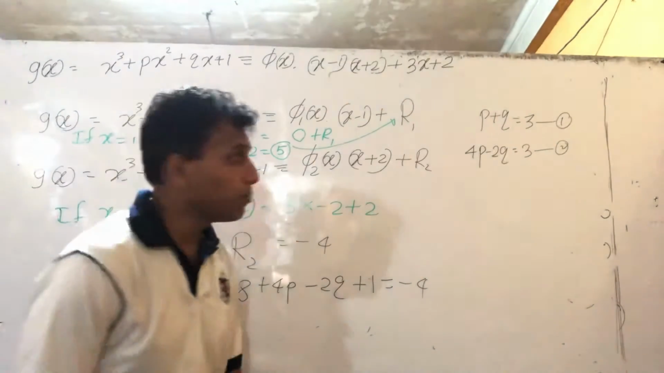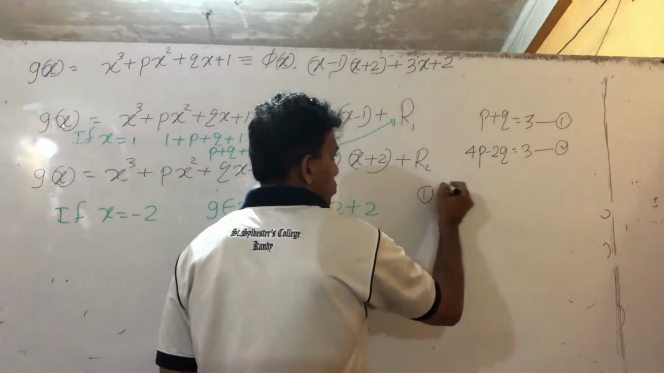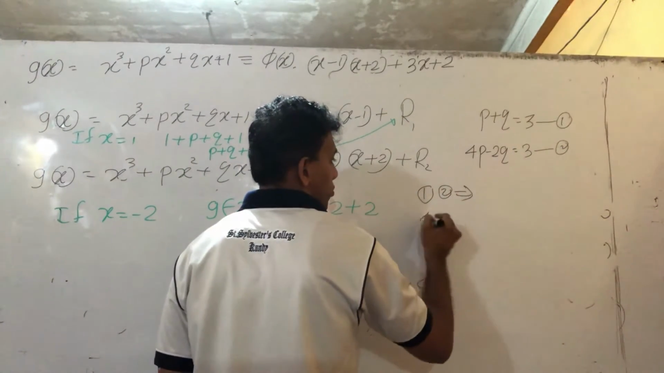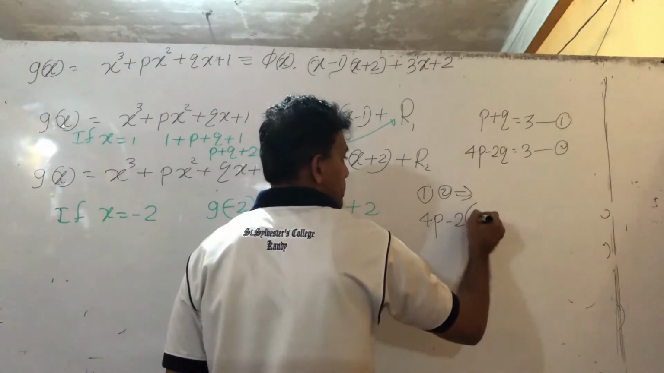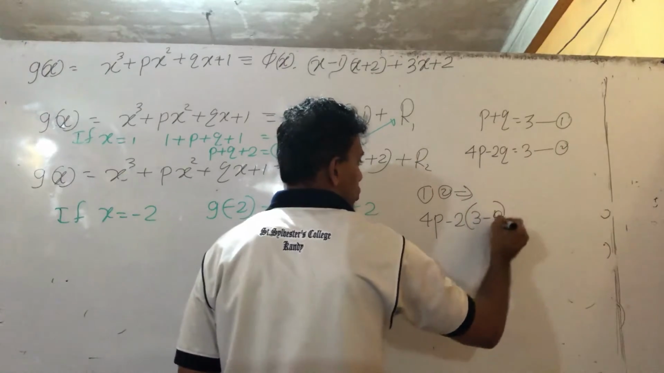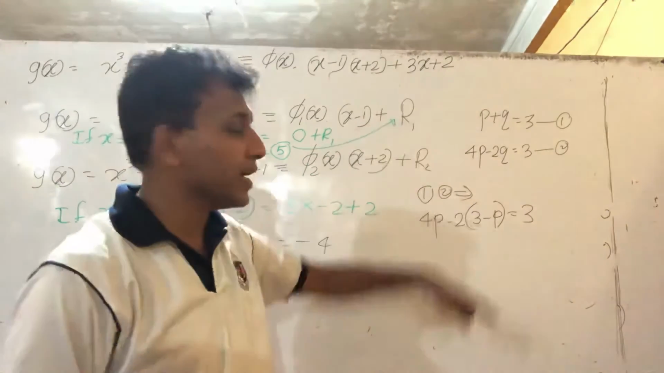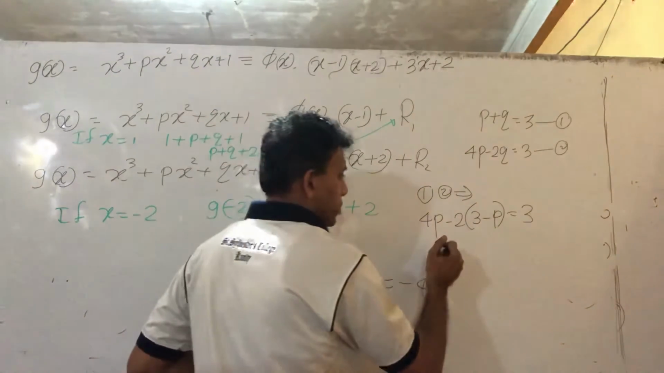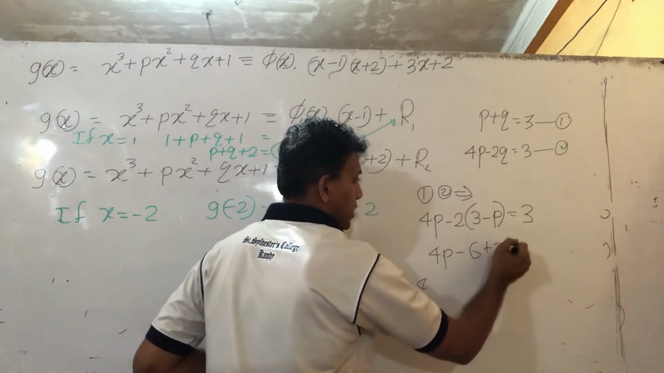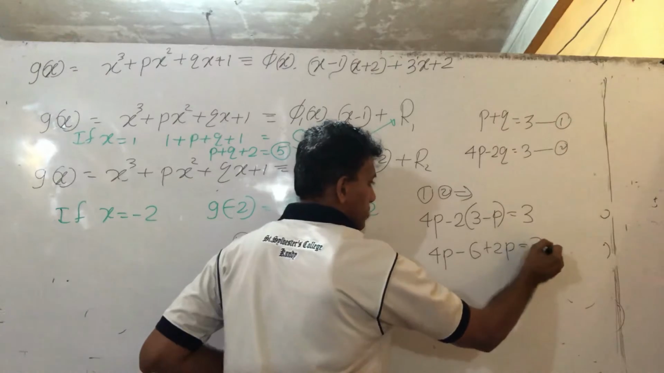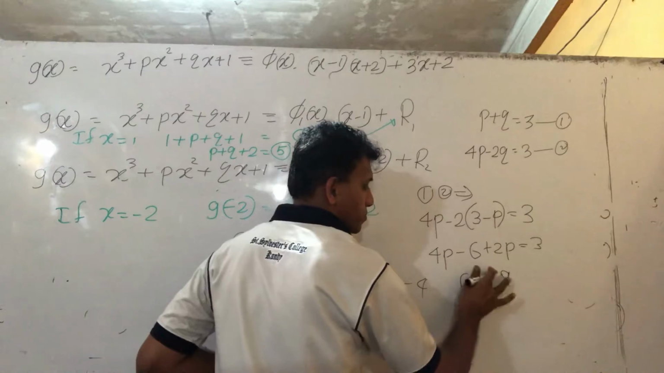Now solve and find both P and Q solutions. If I connect 1 and 2, simplify by substituting. 4P minus 2 into Q, where Q is 3 minus P, equal to 3. So 4P minus 6 plus 2P equals 3. So what is that? 6P equals, is it 9?